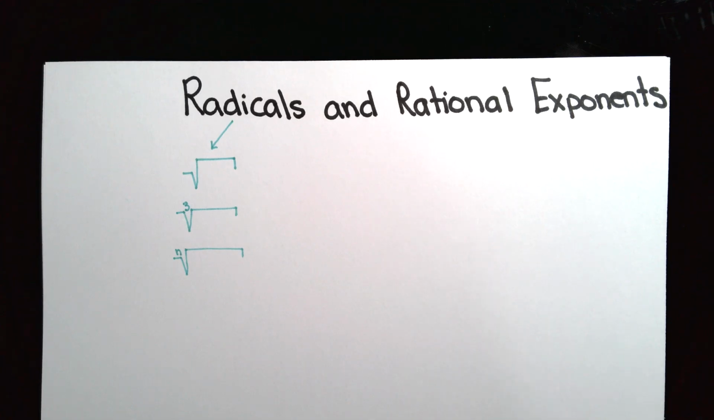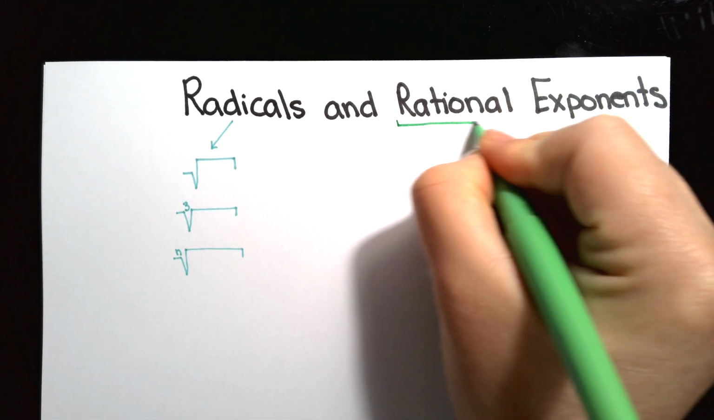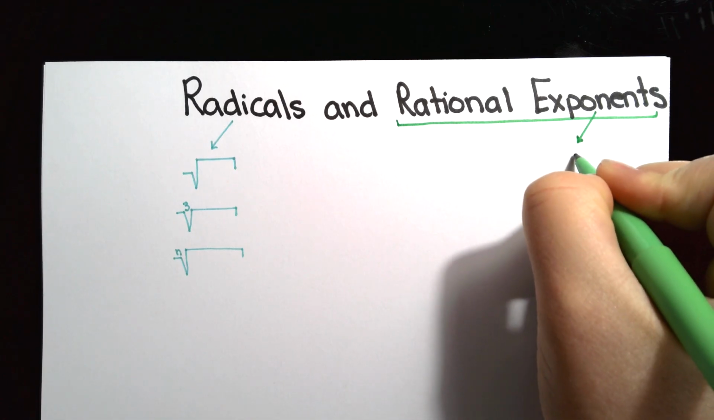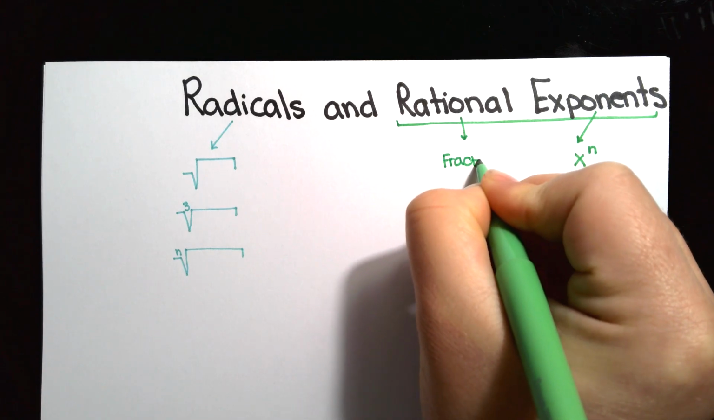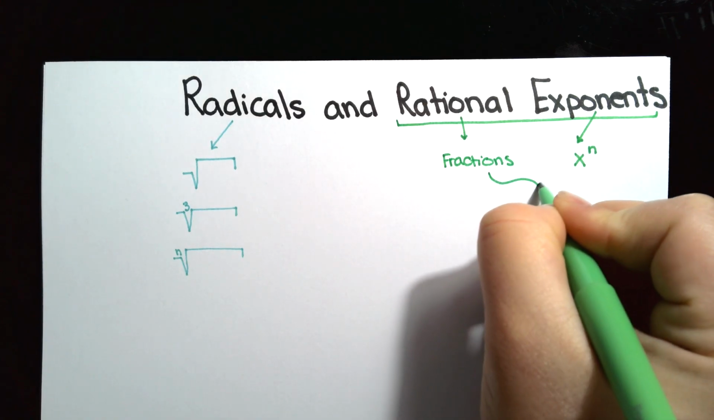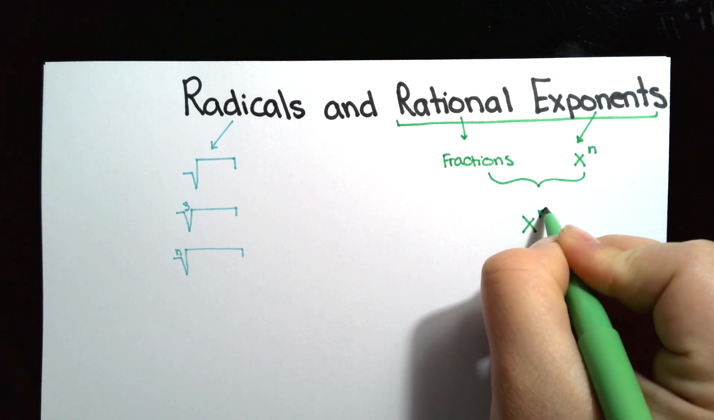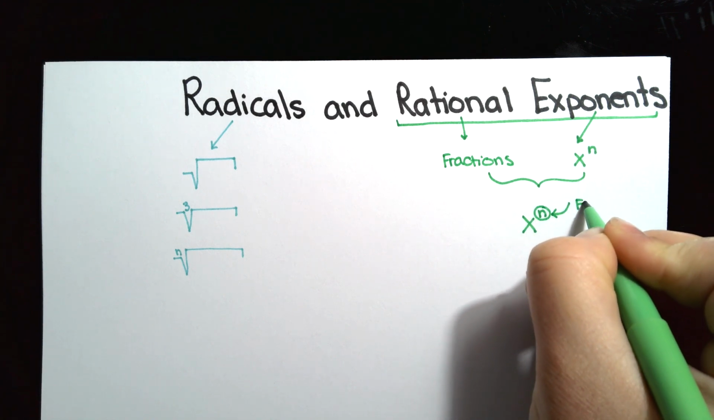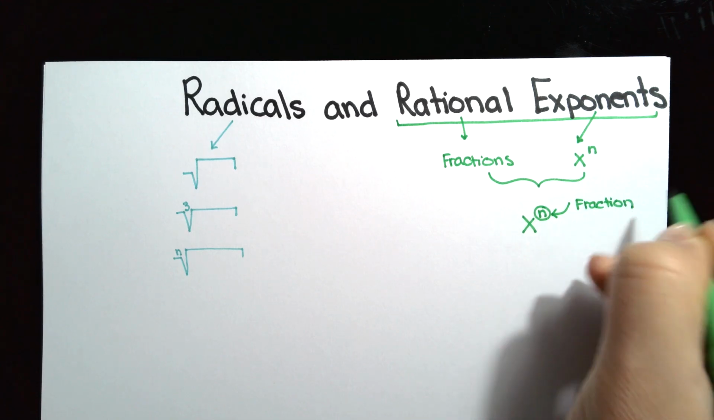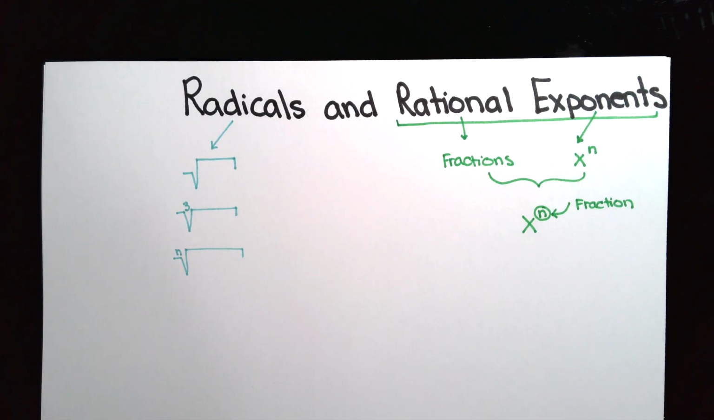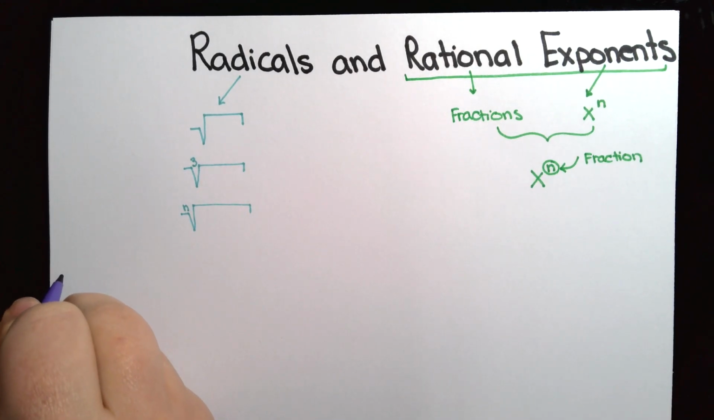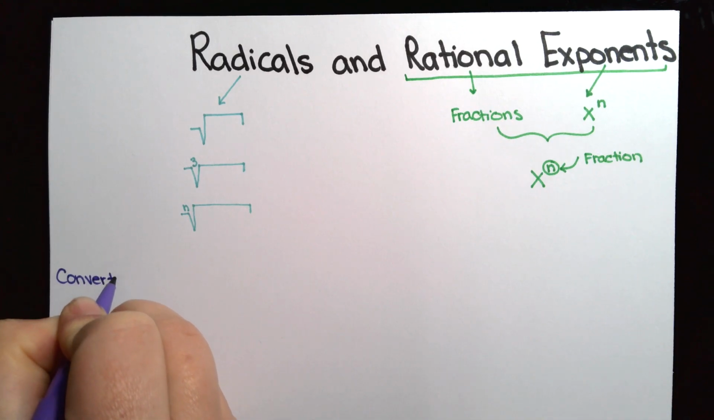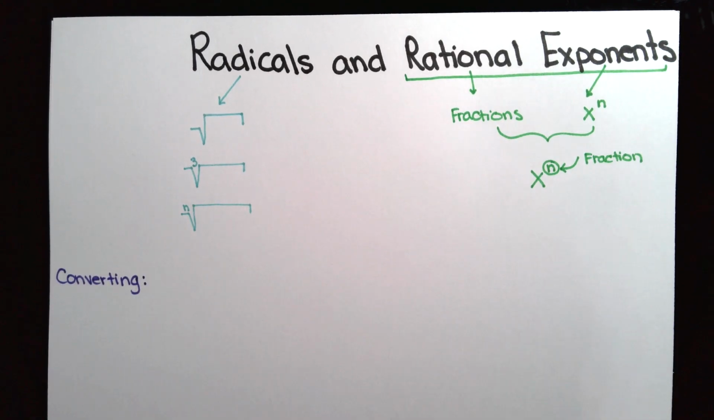Then we have here our rational exponents. Now we know what exponents are, but rational means fractions. So what we'll end up seeing is when we have x to the nth power, this will end up being a fraction. Now, somehow radicals and rational exponents have a relationship with each other. And so this is called conversions. So let's go ahead and start converting from a radical to a rational exponent.